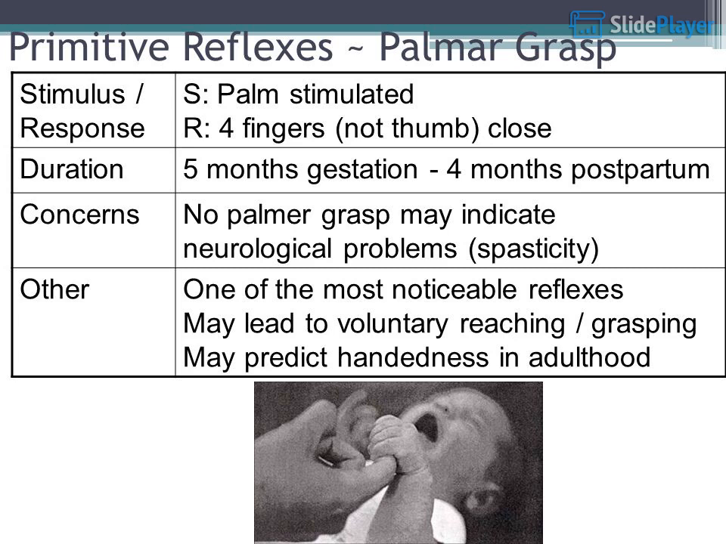Stimulus, response: the palm is stimulated and the forefingers, not the thumb, close. Duration: 5 months gestation, 4 months postpartum. Concerns: no palmar grasp may indicate neurological problems, spasticity. Other: one of the most noticeable reflexes, it may lead to voluntary reaching and grasping. May predict handedness in adulthood.